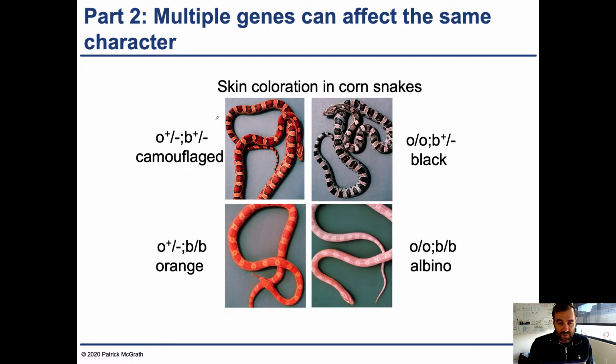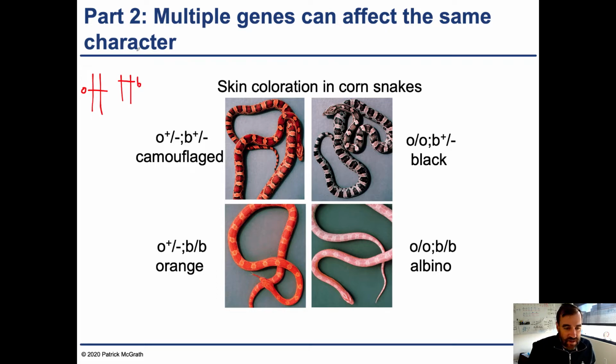So there are four possible traits. There is camouflaged, there is black, there is orange, and there is albino. We saw a similar situation with the rabbits, but in that case, there was a single gene that was controlling the fur color. In this case, there's actually two independent genes. And for the purpose of this lecture, you can think about them being on different chromosomes. So there's an OB gene and a B gene.